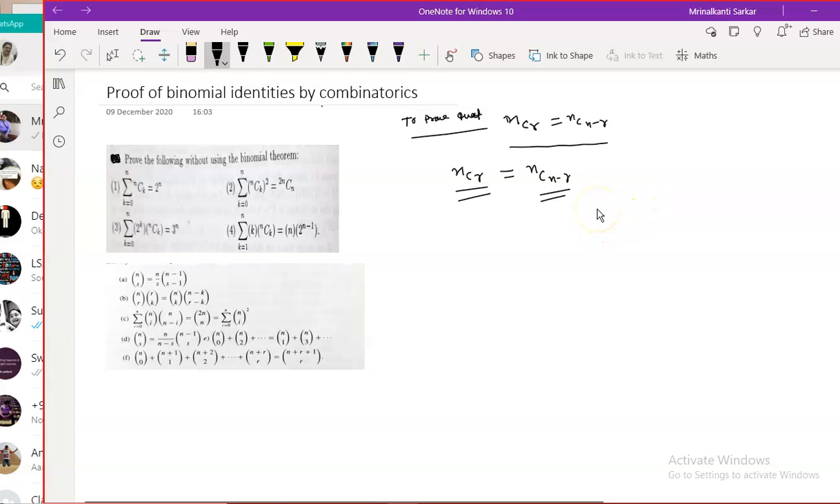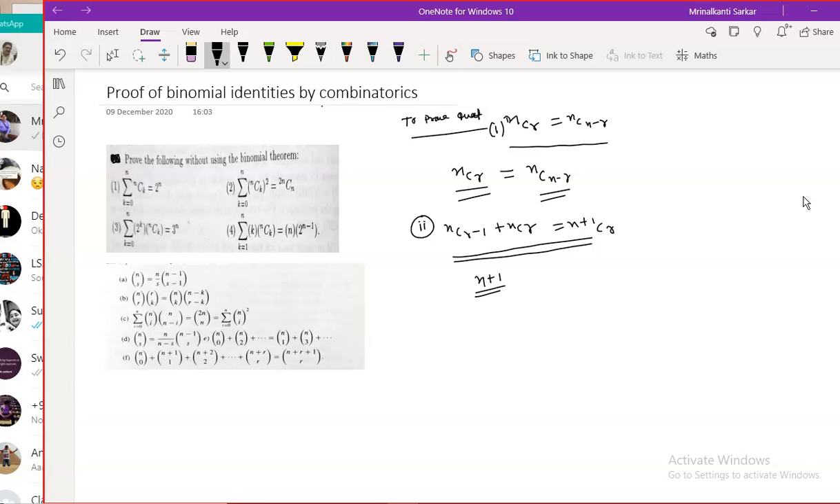Okay, number 1 done. Number 2, to prove that nC(r minus 1) plus nCr equals (n plus 1)Cr. We are not going for any mathematical proof. We are just trying to prove it logically, how nC(r minus 1) plus nCr can give us (n plus 1)Cr. So what I am doing here, I am considering a group of n plus 1 people.